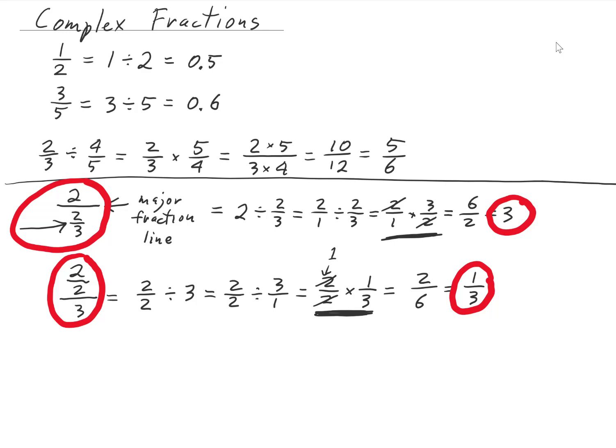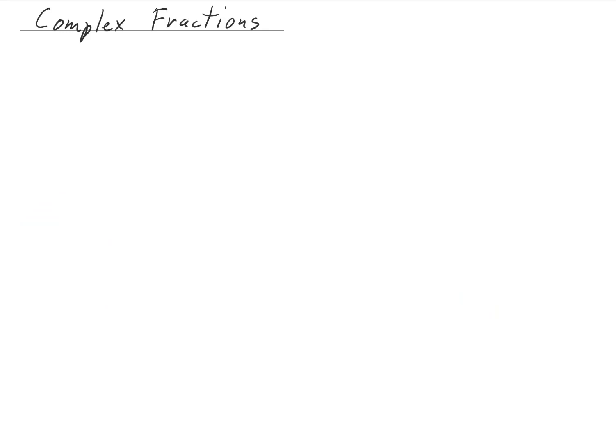Okay, so let's take a look at some other examples of simplifying complex fractions. Let's take a look at another problem. 2/3 over 4/5. Obviously this is a complex fraction. This time I've got a fraction on the top of the major fraction line, that's 2/3, and a fraction on the bottom of the major fraction line, 4/5.